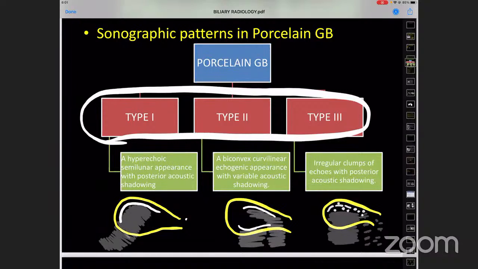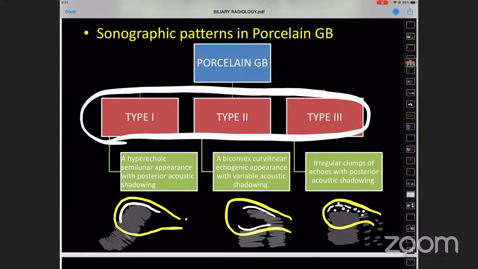They say that in type 1, because the entire mucosa has become calcified, there's no live mucosa. So if you don't have a live mucosa, the chance of cancer is very low. With type 2 and type 3, there's a 7% chance of this being a carcinoma because of the inflammation in between.